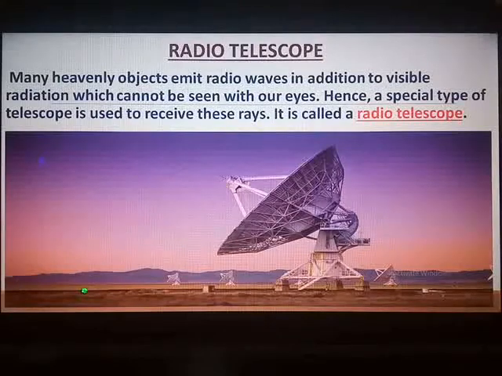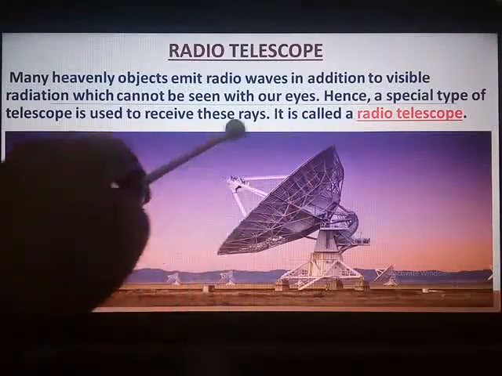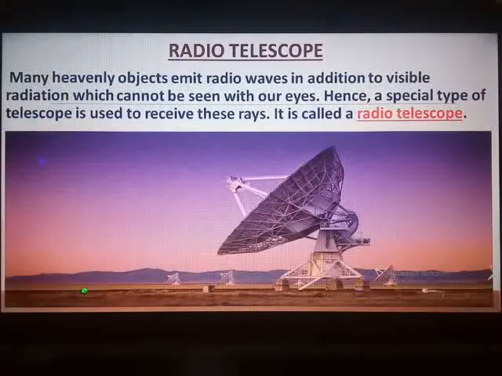Now this radio telescope is made up of one or more dishes of a particular parabolic shape. You can see here in the figure. As in the optical telescope, the incident radio waves are reflected by these dishes and they converge at the focus. Then you will see a radio receiver is placed at the focal point. The information gathered by this receiver is passed on to a computer.